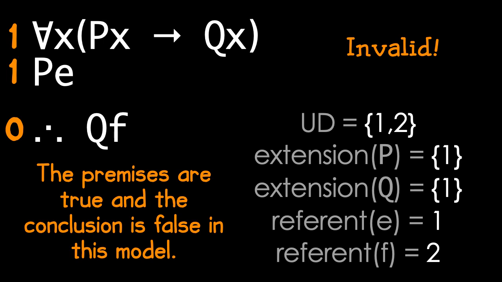This isn't the only possible counterexample model, of course. There are also models like this with 37 things in the universe of discourse, models with 1,000 things, models with infinitely many things. But this one, it's a simple model, and it's enough to show what we want to show. It shows that it's possible for the premises to be true and the conclusion false.